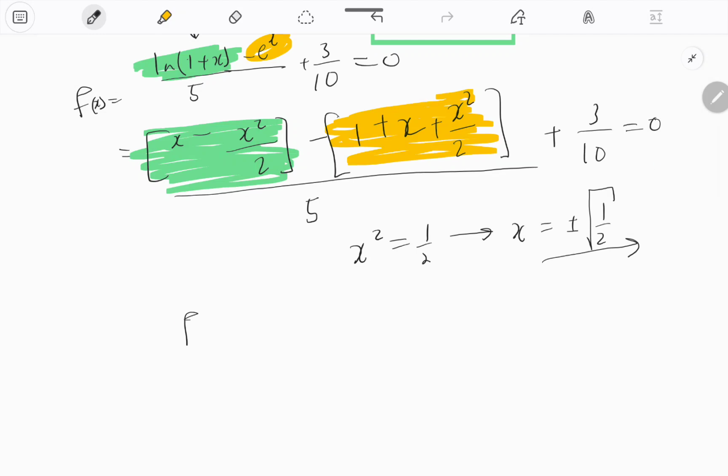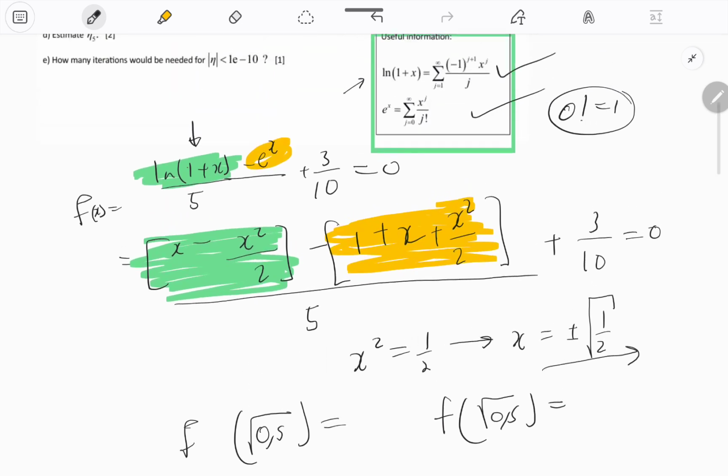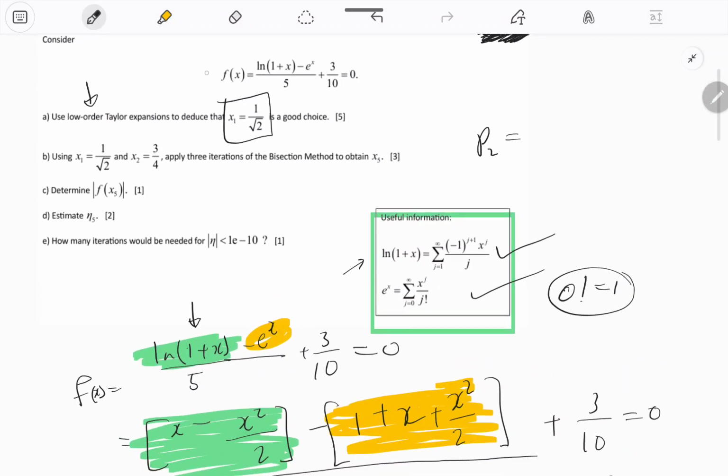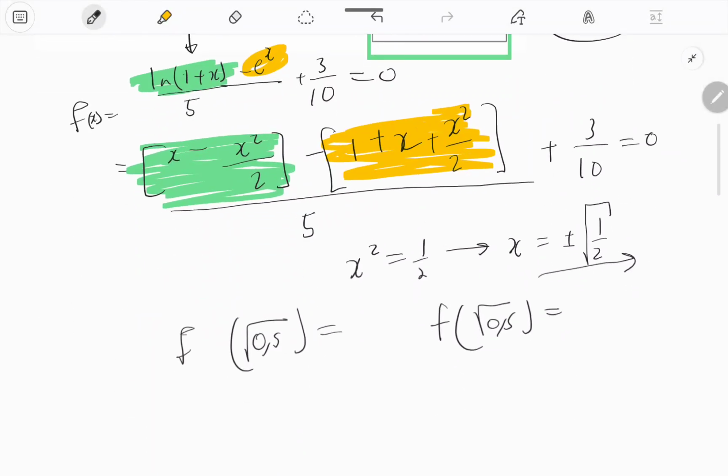So now we can put in f of x. We're putting in just the square root of 0.5 and we get something. Then we're just plugging these values into this function. There's a negative and a positive one from here. Remember, plug in the positive one, you get 0.001.